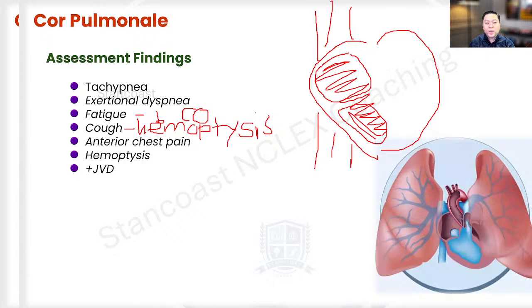However, with the cor pulmonale, this is evident even when the person sits up, okay? All the more than when they are being placed in a 30 degrees angle, or let's say semi-Fowler's position, okay?